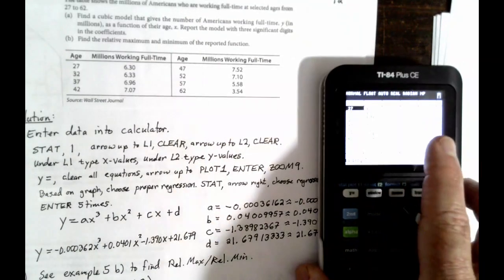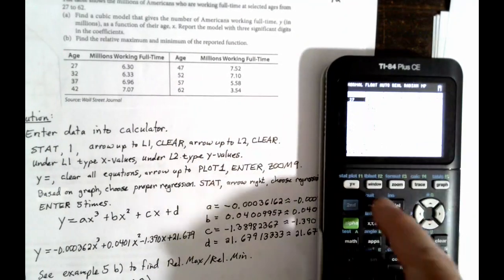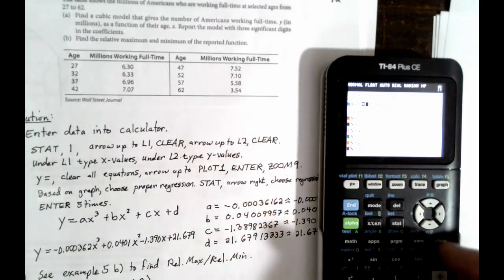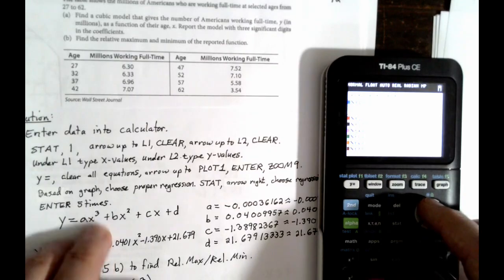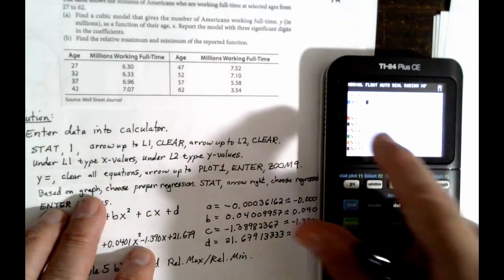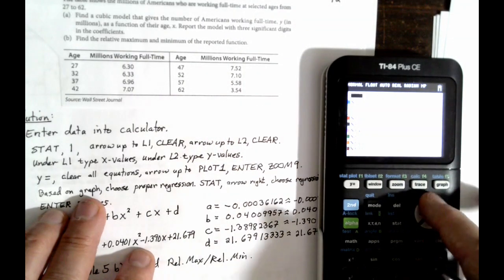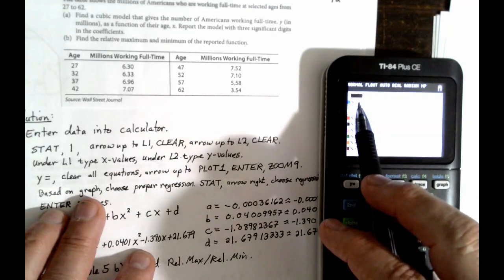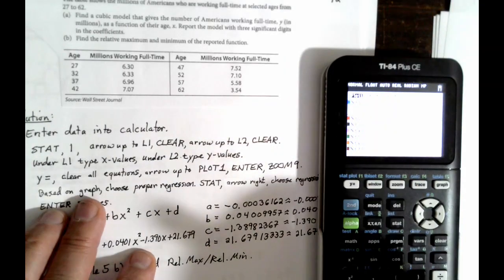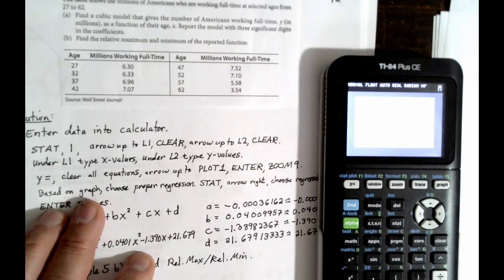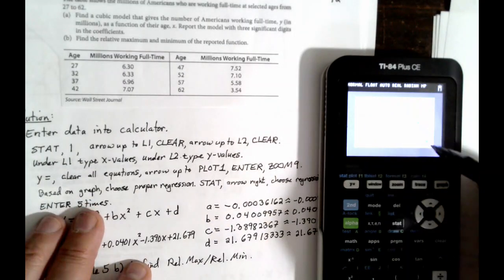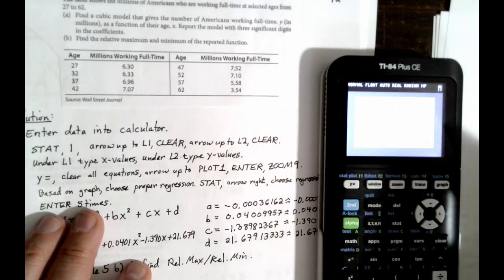And when you're done, you hit Y equals, and you want to clear out all the equations that were in there. You want to arrow up to plot 1, hit enter, and then you hit zoom 9. When you hit zoom 9, your calculator will show all of your data points all on the same screen.